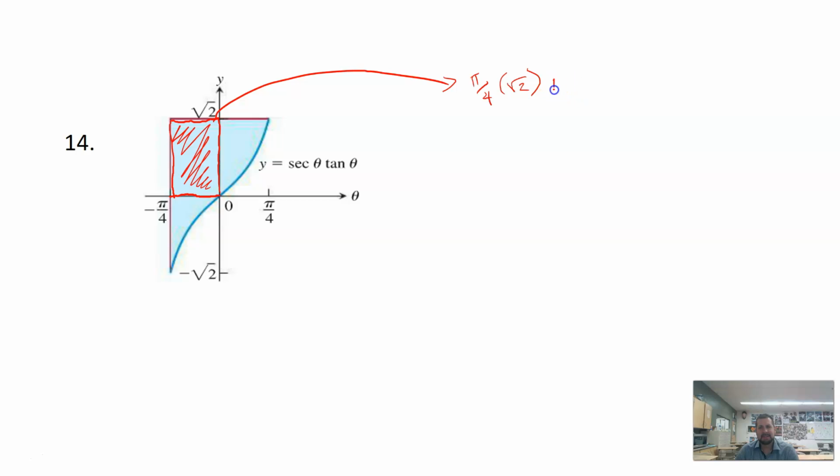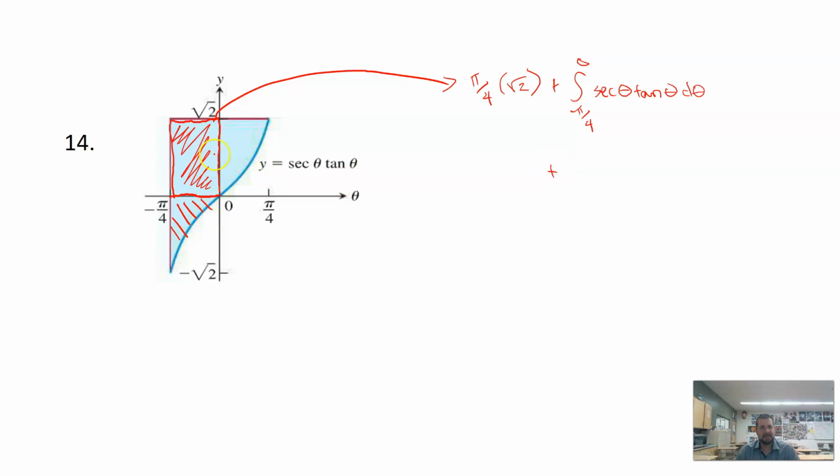Now what we do for the rest of this, I know those thetas look weird, they're just like x's. What we're going to do next is the integral from negative pi fourths to 0 of secant theta tangent theta. Now I actually don't care too much if you use your calculator on these. That'll tell us we found this area down here. So that's my second area.